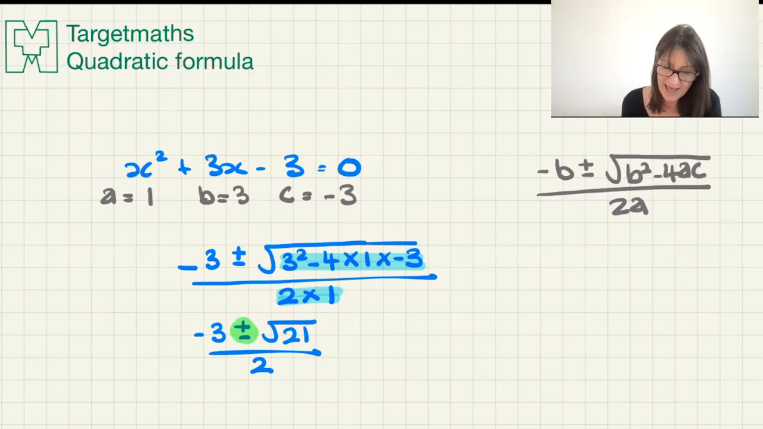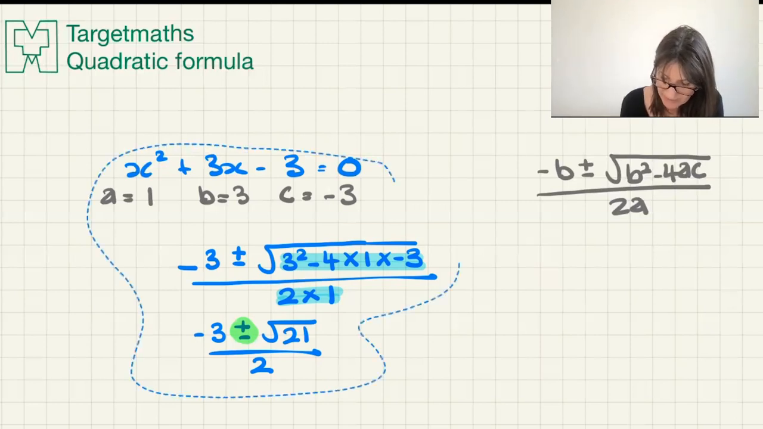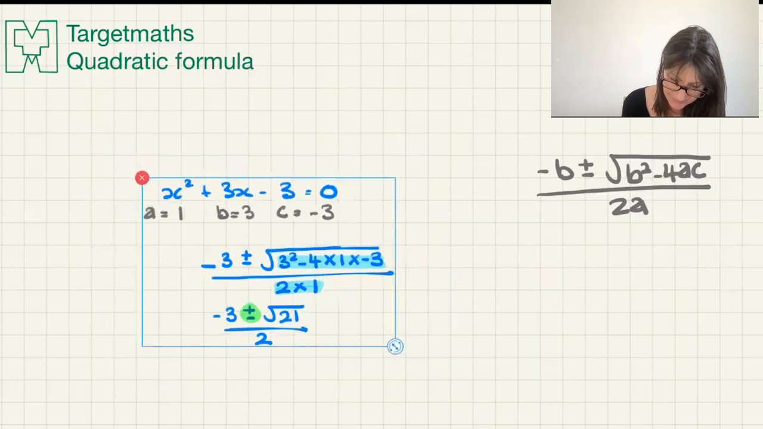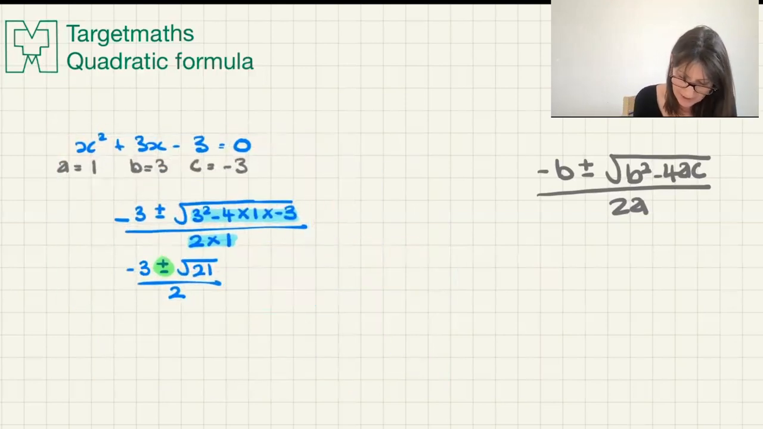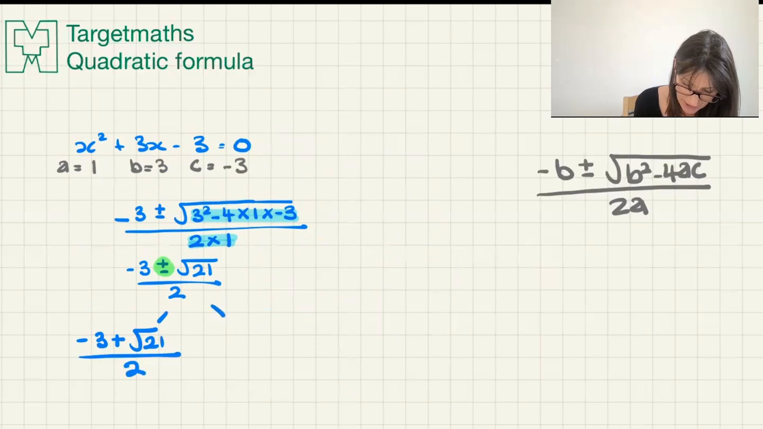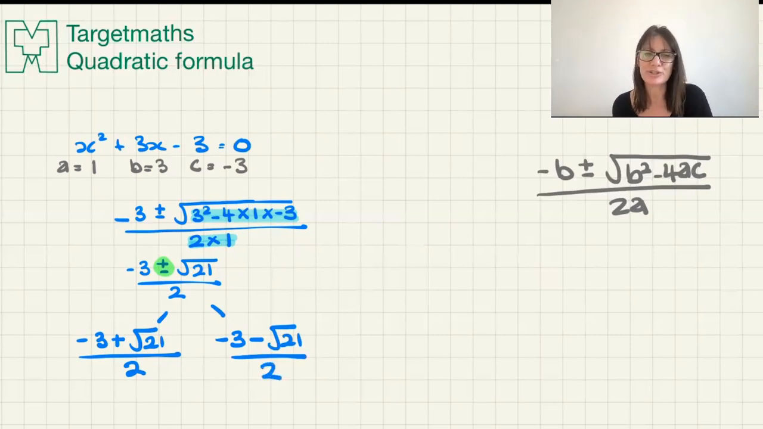And this is actually where I will split my working so far into two different stems, if you like, two different sums. So let's just create a bit more space so we've got everything where we can see it. So that's what we've done so far. I'm now going to break this into -3 plus, not the minus as well, just plus root 21, that's all going over 2. And then I'm going to do it again, but this time I'm going to use the minus of the plus and minus symbol. And then I've split this into the two possible solutions for x.